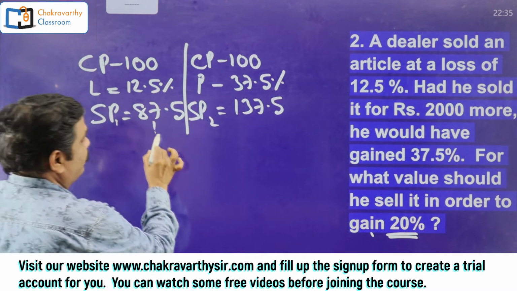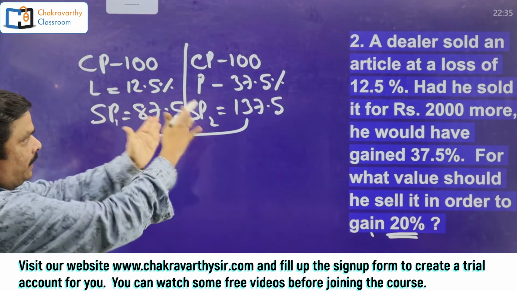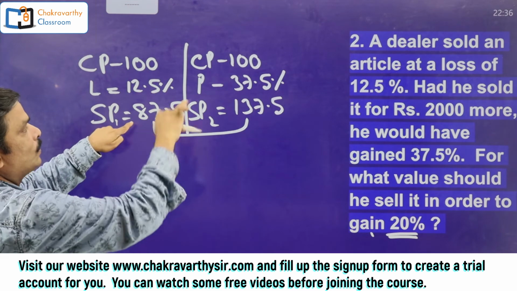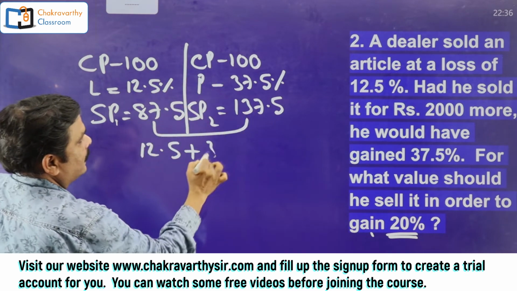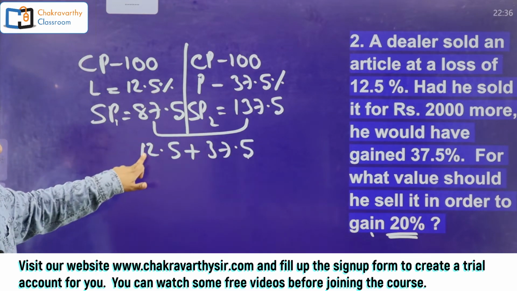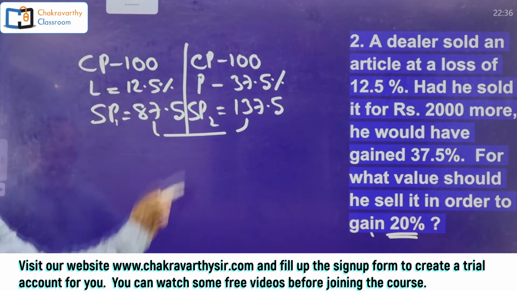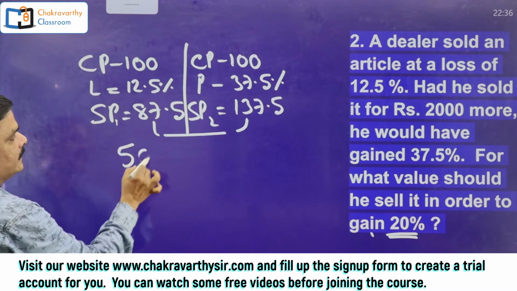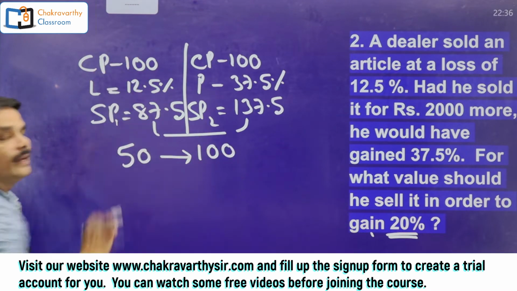How is that? What's the difference between these two, students? The difference is, if you take 100 as the base, 87.5 means 12.5 plus 37.5, 12.5 plus 37.5. How much is this one? So this is 50. Okay, now here, if 50 is the difference, my original cost price was 100.